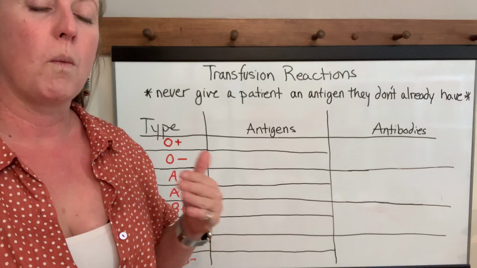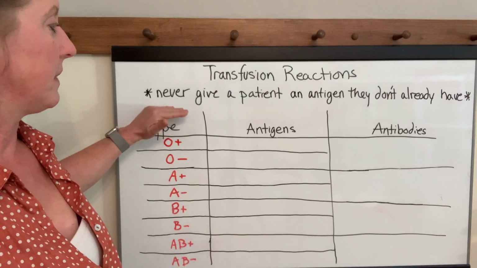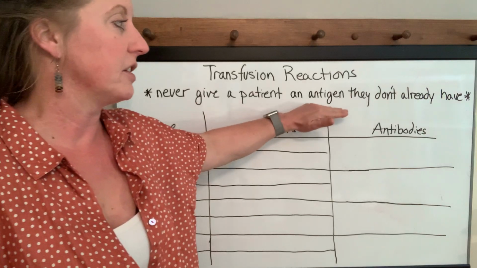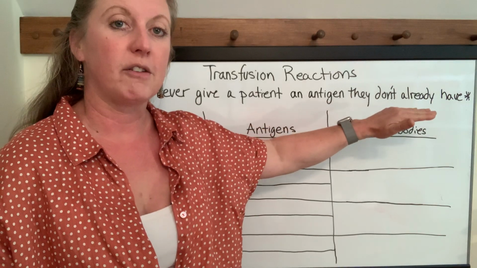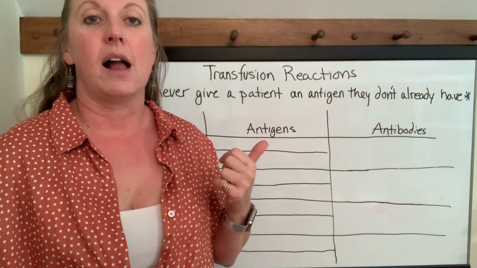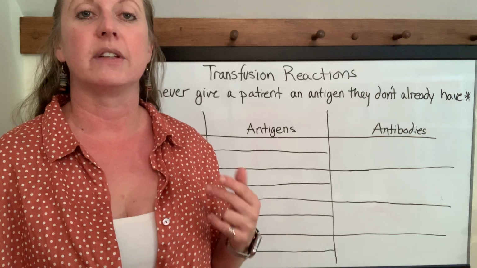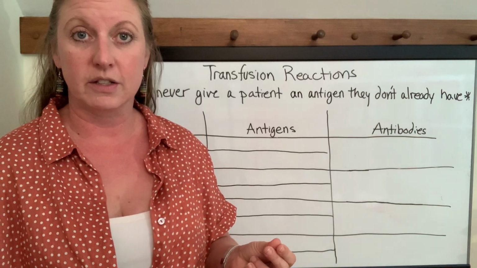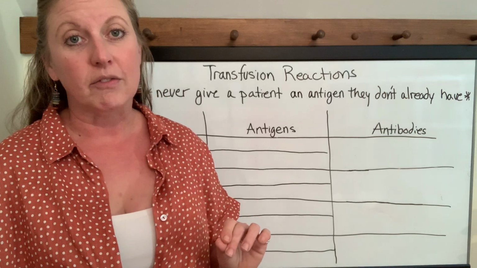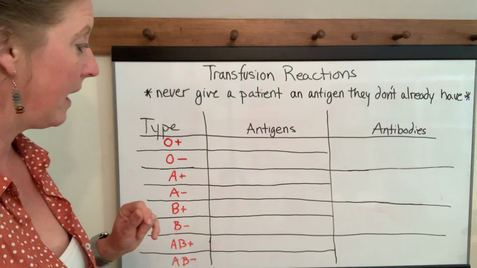So it's very dangerous, and there's a basic rule of thumb that will get you by, but we're also going to talk about why that rule of thumb actually works. So the rule of thumb is never give a patient an antigen they don't already have. And remember, the antigens are things like A, B, or D. All right, so if a person has those antigens, it's safe to give them blood with those antigens. If a person does not have those antigens, then it's not safe, and that's what we're going to talk about.